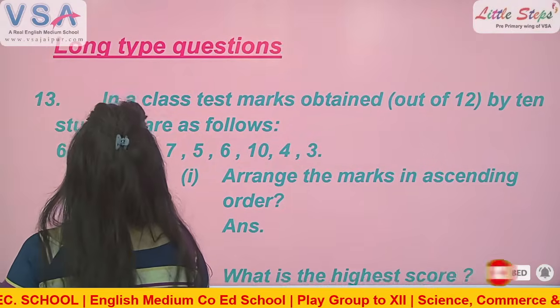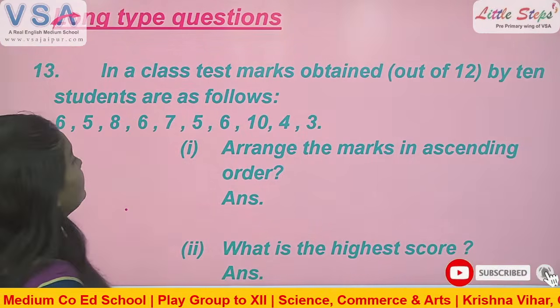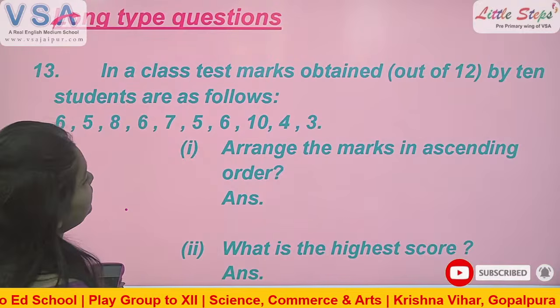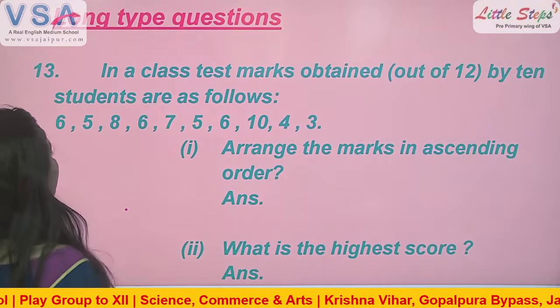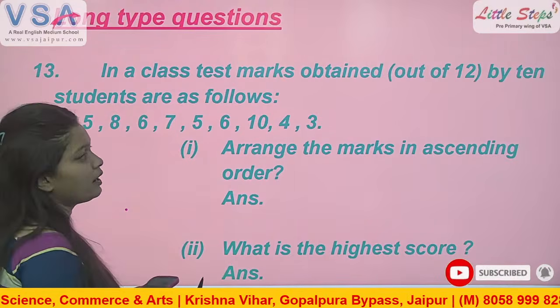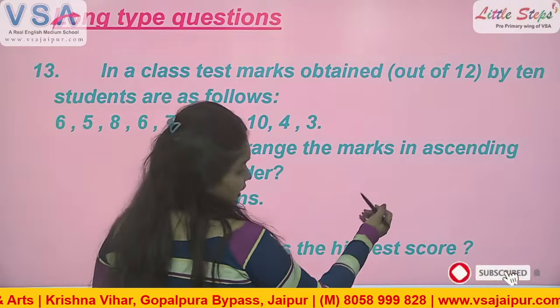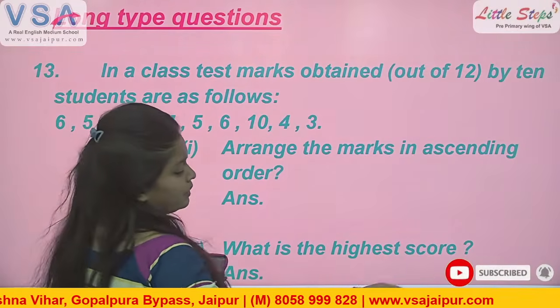So this is the question of your chapter data handling. In a class test, marks obtained out of 12 by 10 students are as follows. तो कुछ बच्चों के नंबर हमको यहाँ पे दिए हुए हैं. Out of 12 कितने कितने मार्क्स आए. So the first question is arrange the marks in ascending order. You need to arrange them in ascending order.